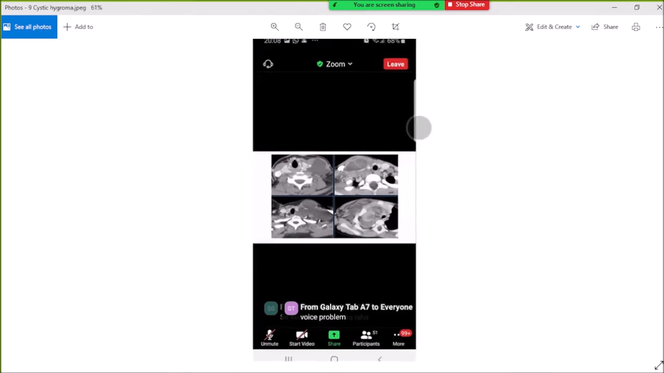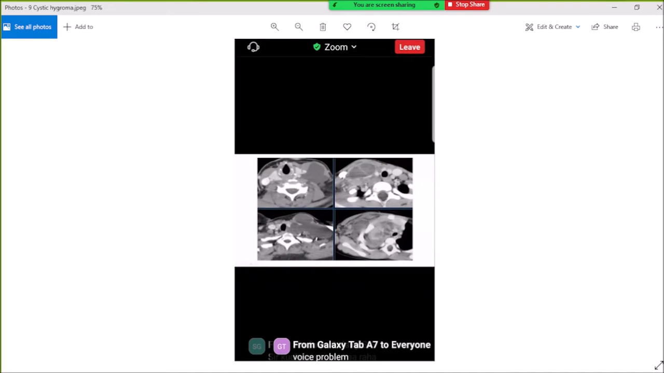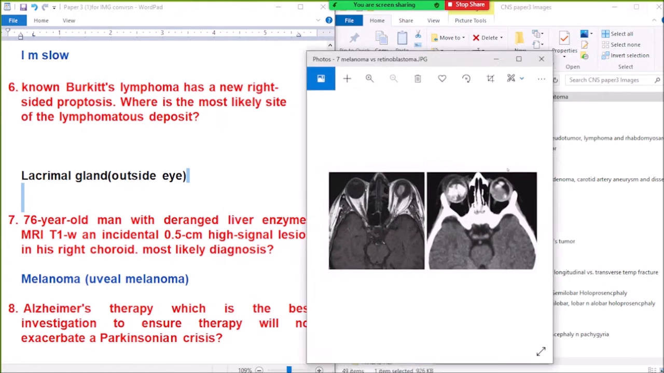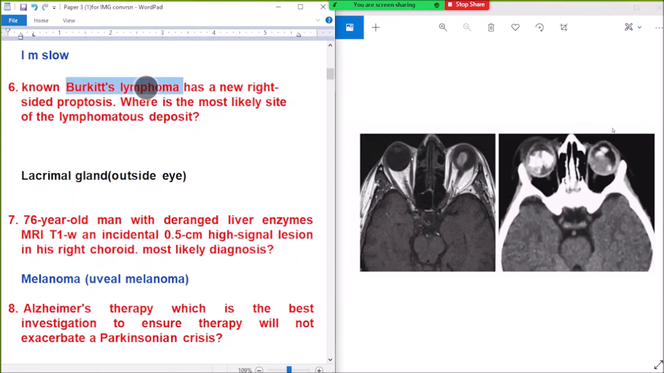Memorize that: L for lymphoma, L for lacrimal gland. Lymphoma spreads to the lacrimal gland. Non-Hodgkin lymphoma spreads to the lacrimal gland.